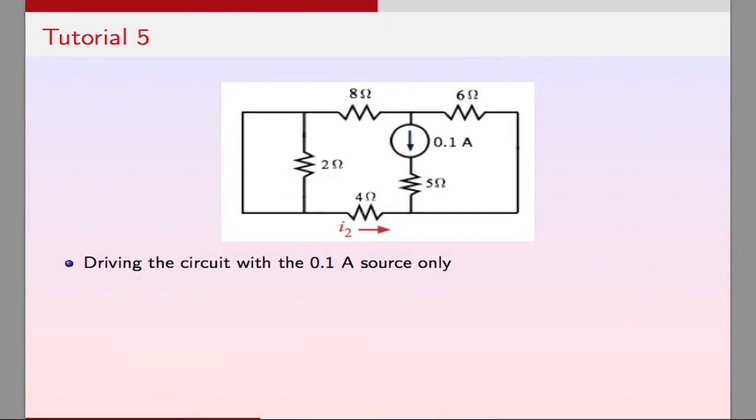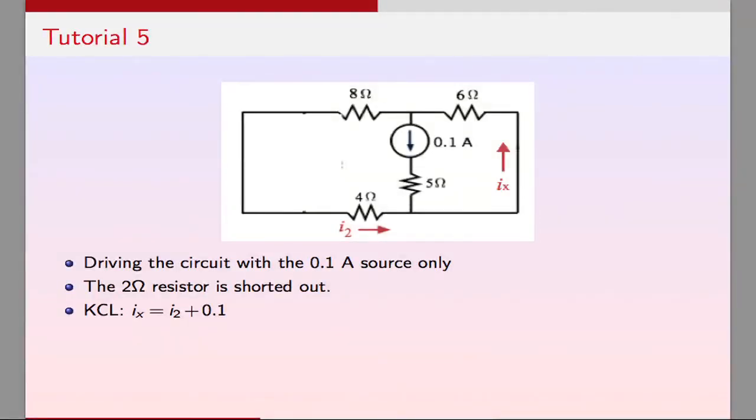Now let's drive the circuit with the 0.1 amp current source only and deactivate the other two sources. We have labeled the current through the 4 ohm resistor as I2. Again, the 2 ohm resistor is shorted out. Let's clean up the circuit. Now we have the following circuit, and I have added the current Ix to help in writing the equations.